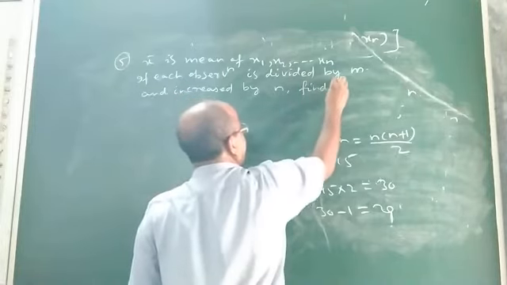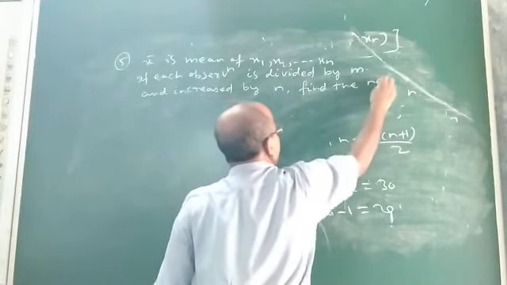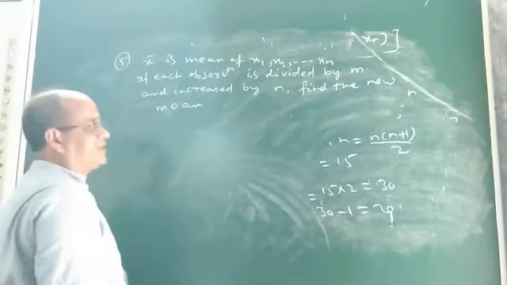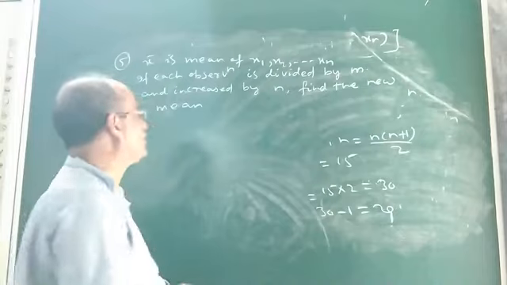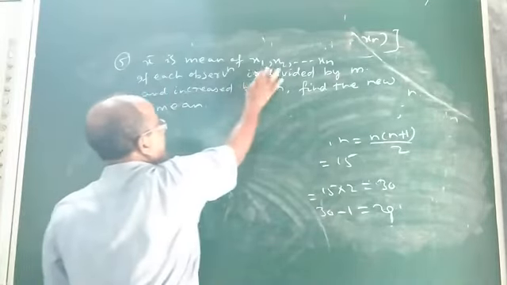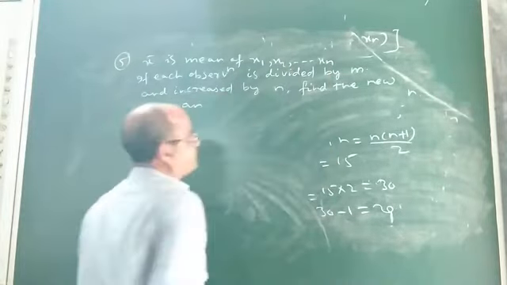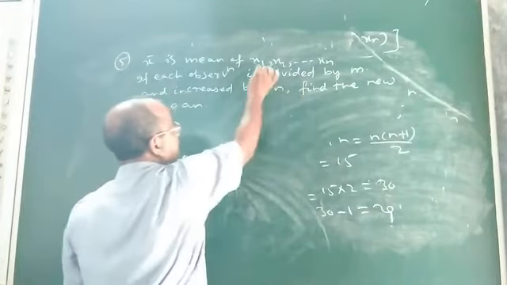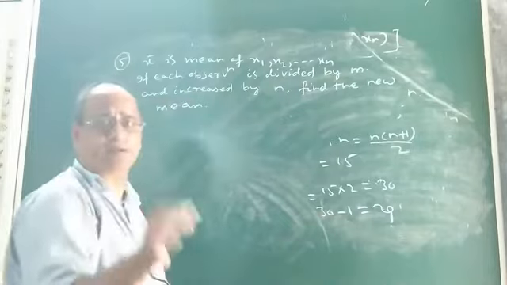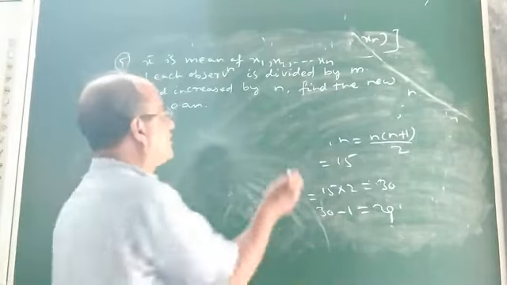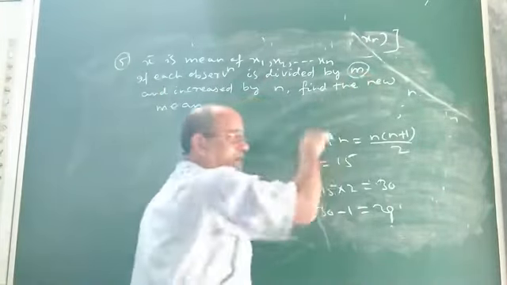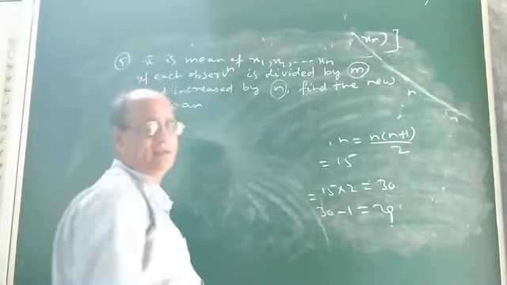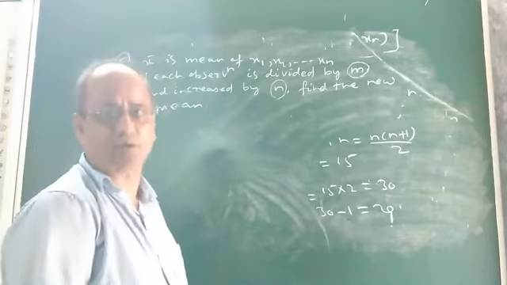What will be the mean? Find the new mean. How to find it? Let us see. Children, once again try to understand the question. You are given x bar is the mean of these n observations x1, x2 up to xn, and each observation is divided by some non-zero constant, say m, and after division it is again increased by another constant, say n. Then what will be the new mean?